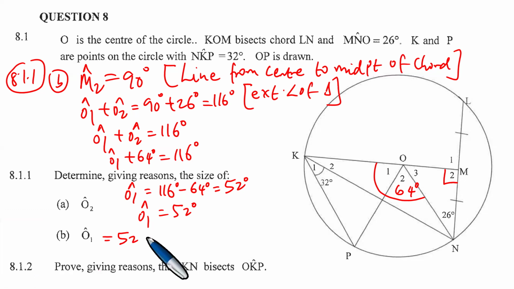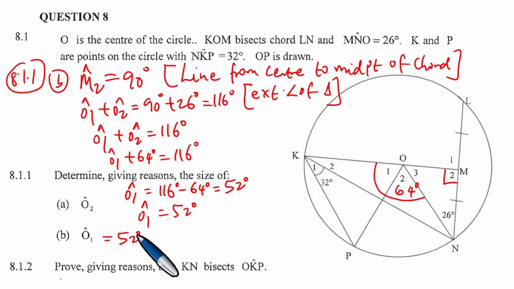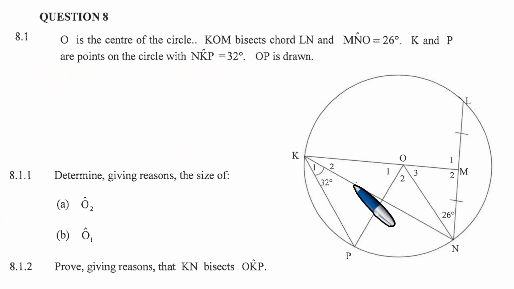And the other angle we've already got: the angle O2, we got it to be 64 degrees. And then we got angle O1 to be 52 degrees, this one here. And then it remains for us to do this next one, to prove this question.